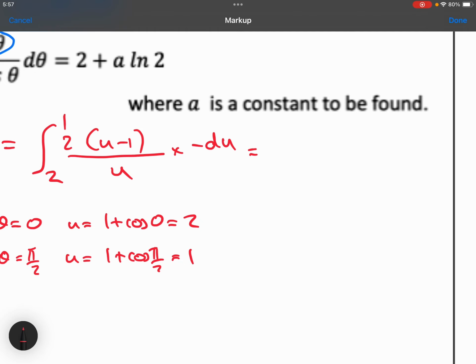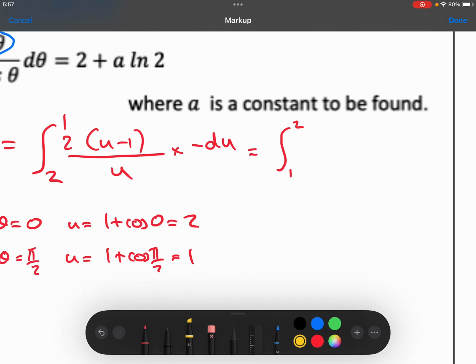Right, I'm going to swap these limits around, so this bigger number is on the top and the smaller number is on the bottom. I'm allowed to do that as long as I change the sign on the inside to be positive. I'm also going to expand the brackets to be 2u minus 2 over u. I'm going to split that division up. 2u over u is 2. 2 over u is 2 over u.